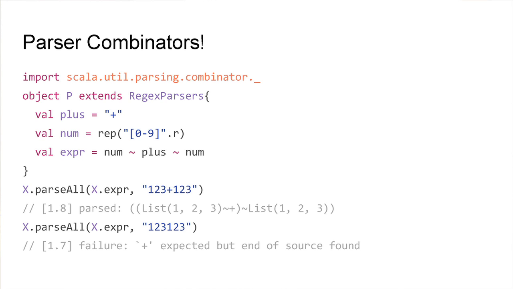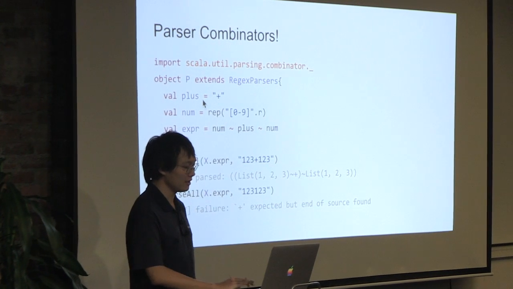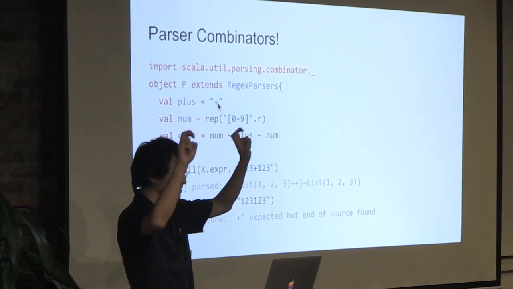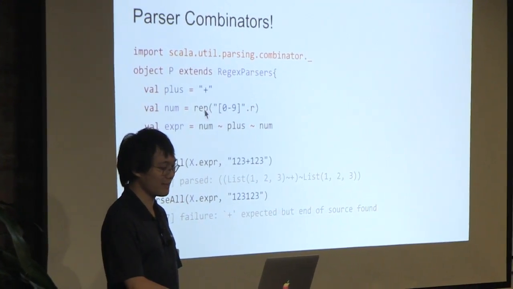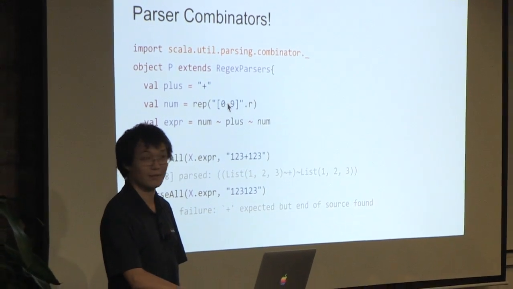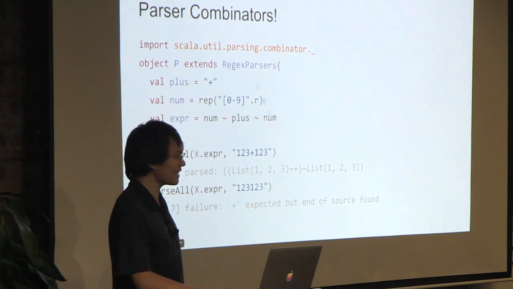If I want to parse some math, I just import Scala util parsing.combinator.all, extend this weird trait, and then I can immediately start defining what looks like a grammar in Scala code. Similar things can be done in F# or Haskell or other languages. So plus is a string plus. A number is a repeated, I'm using a regex here, but a repeated digit from 0 to 9. And an expression is a number followed by plus followed by number.